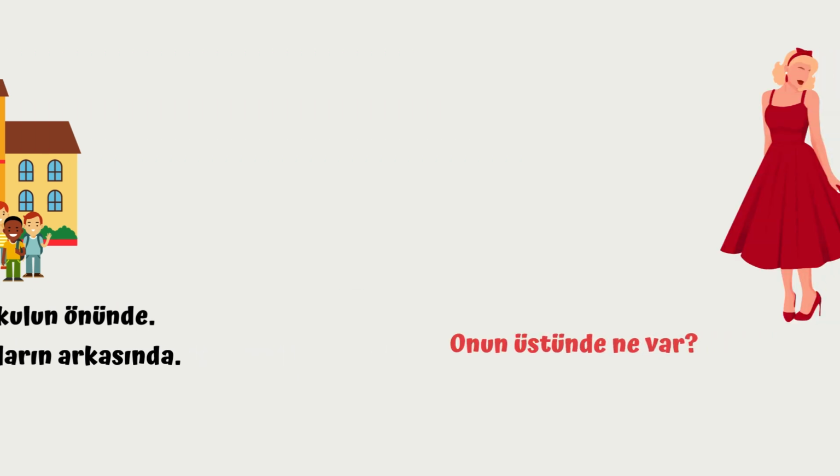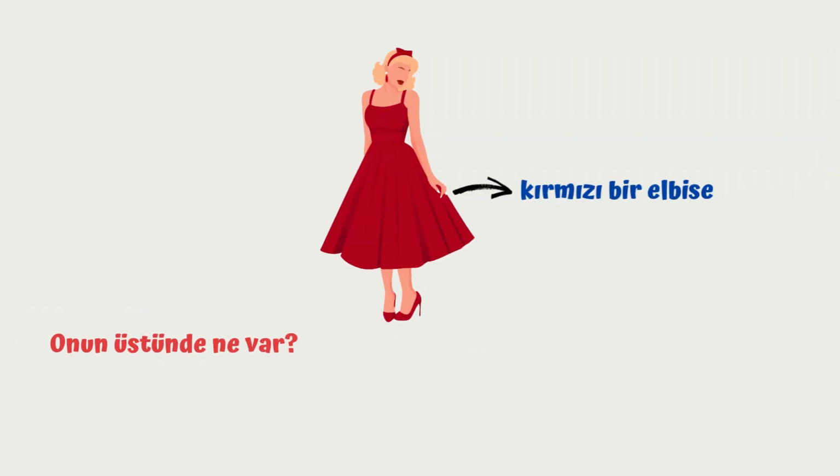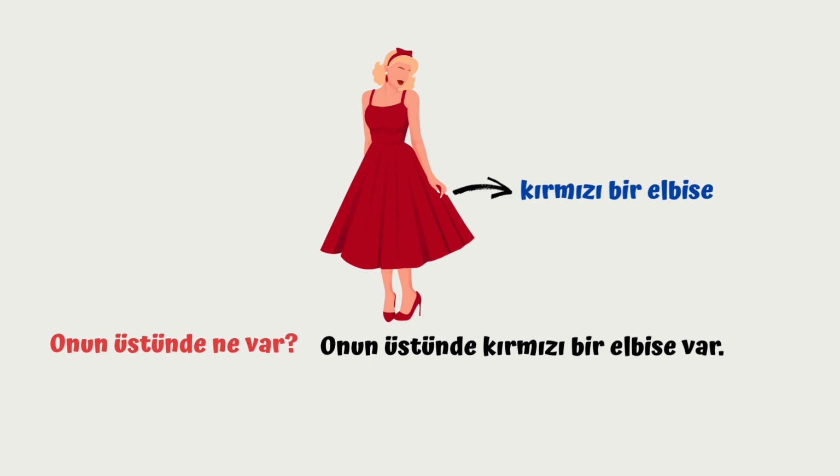One more. So we have this woman and she's wearing kırmızı bir elbise. If you remember, we studied this. So it should be easy. And the questions are, onun üstünde ne var? Ne giyiyor? So the answer is, onun üstünde kırmızı bir elbise var.